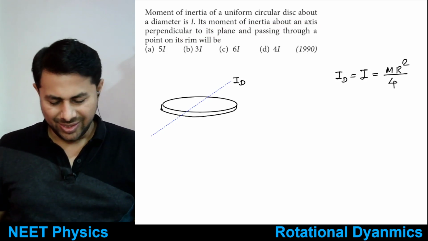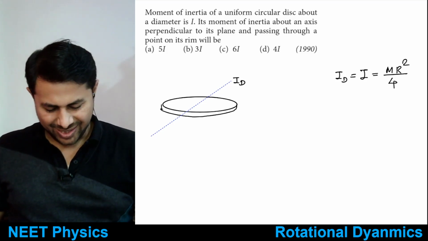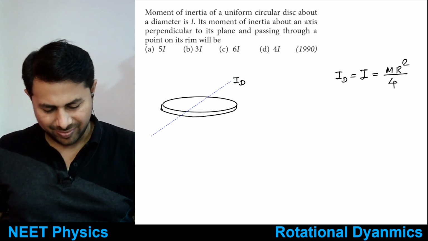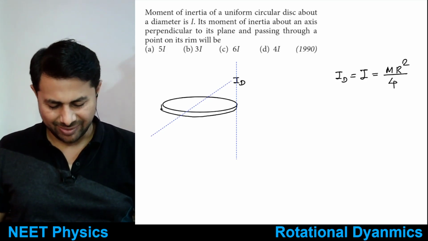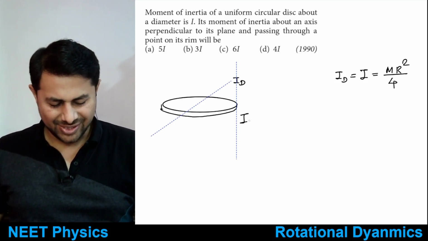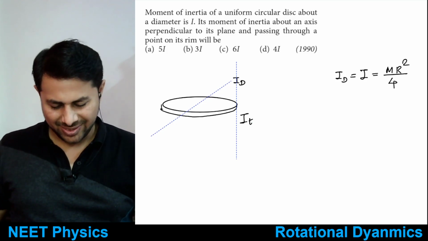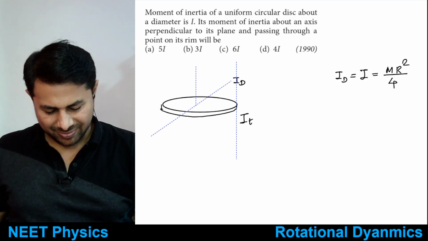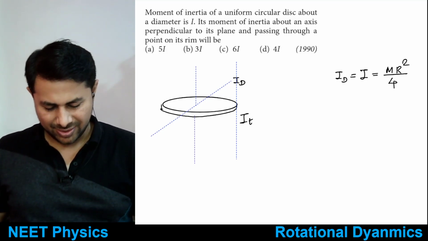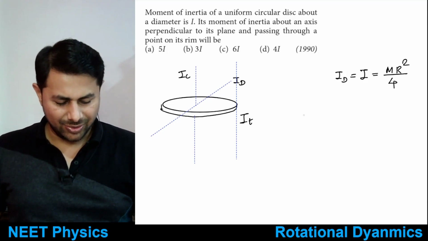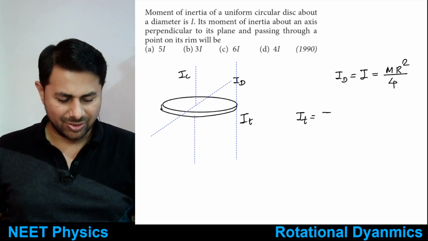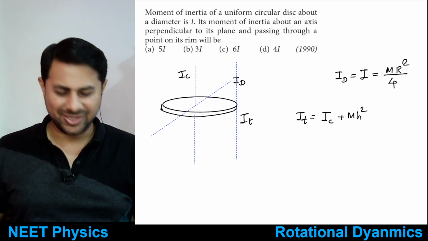Right, this is I, and you want the moment of inertia about an axis which is perpendicular to the plane and passing through the point on the rim. So you want it about this tangential axis, right? Then you have the moment of inertia about this axis as I_C. So I_T would be equal to I_C plus mh square using the parallel axis theorem. Option C, let's check.